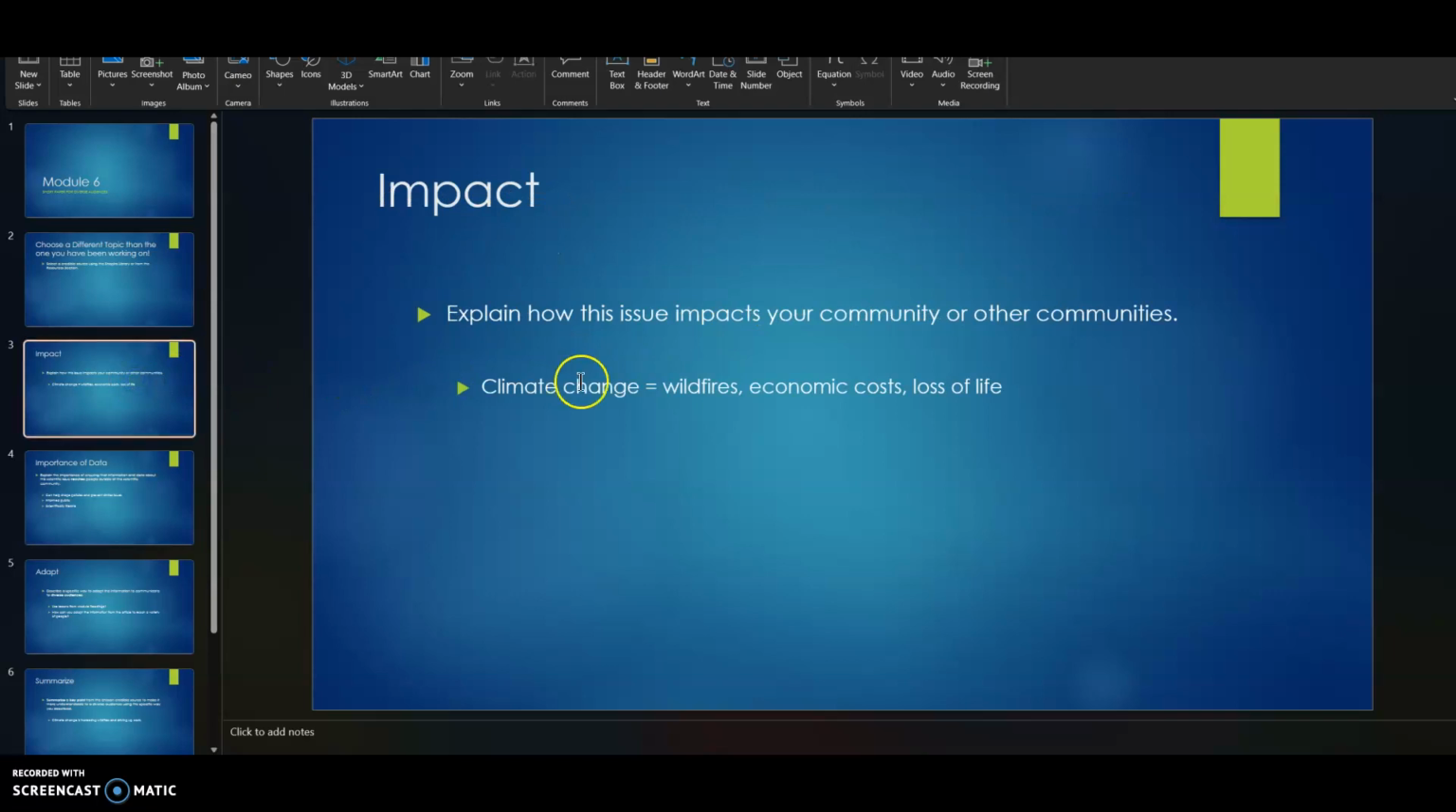And so the first thing that I'm going to do is explain how this issue impacts your community or other communities. It might be better for you to select an issue that is impacting your community because that makes it more relevant to you. You have more skin in the game, basically. It can be hard to look at things that are affecting other communities because it may not necessarily be impacting you.